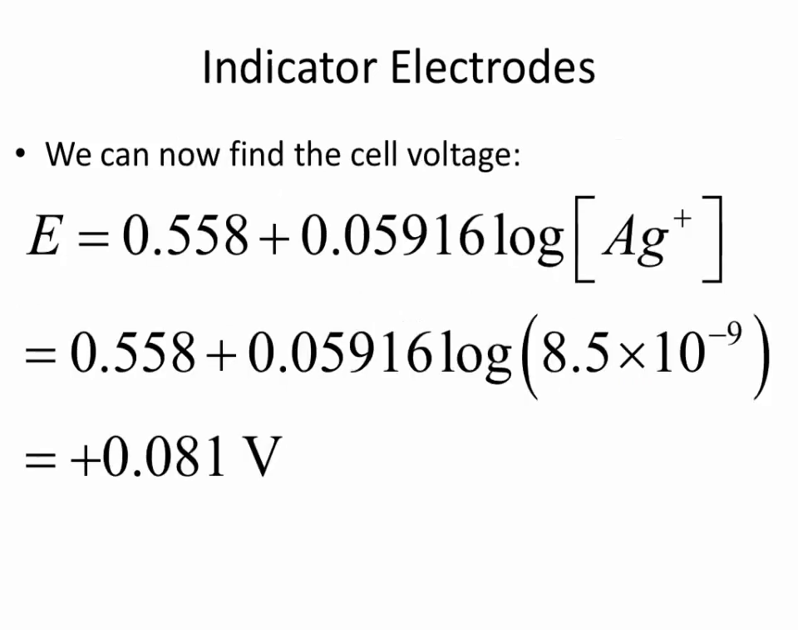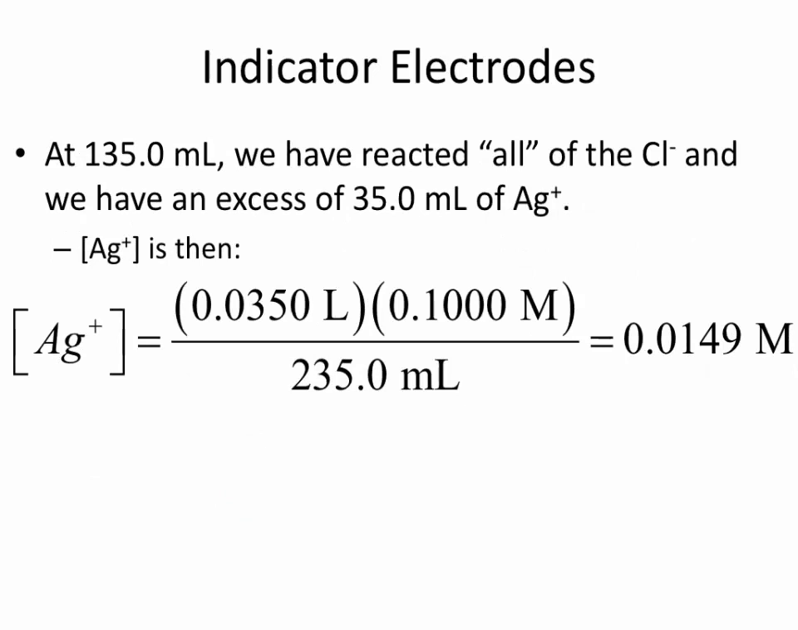And we can now find the cell voltage. So remember we had this expression earlier, and now we can plug in our silver ion concentration, 8.5 times 10 to the minus 9, and that gives us a value of plus 0.081 volts. So now let's look at when we've added 135 milliliters of our silver nitrate.